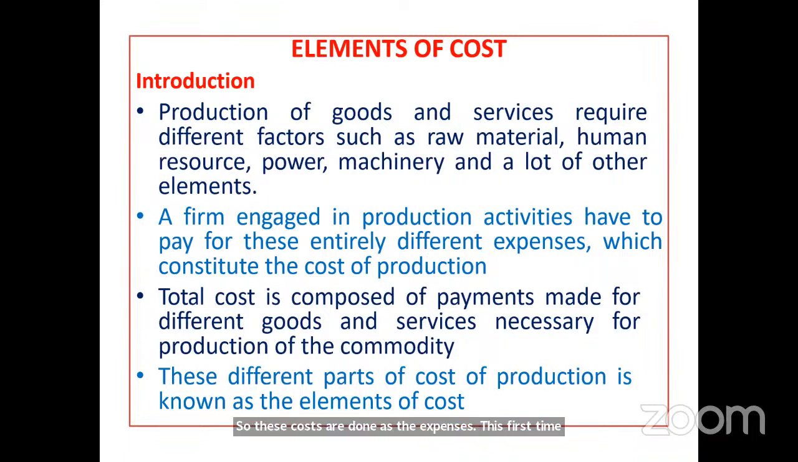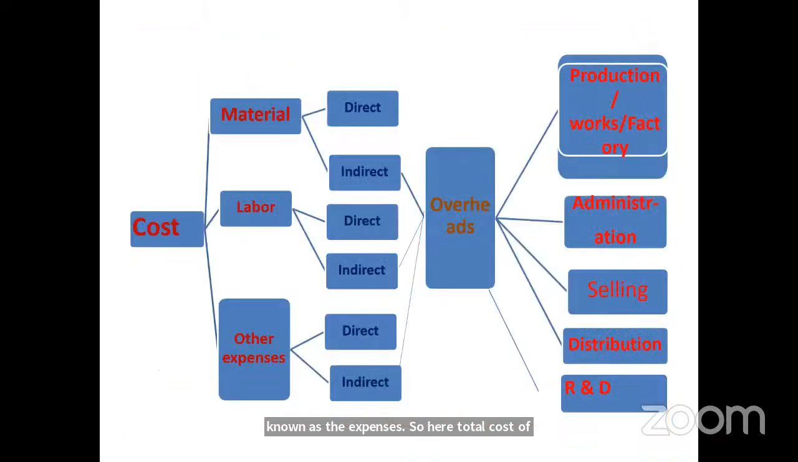So here the total cost of the product can be categorized into three elements. What are these three elements? These are the three major elements of cost: material cost, labor cost, and other expenses. Other expenses, in the example we have already taken, are like your power, electricity charges, machine charges, fuel for the machine, oiling, greasing of the machinery. So cost can be of three types on the basis of the elements: either material cost, labor cost, or other expenses.